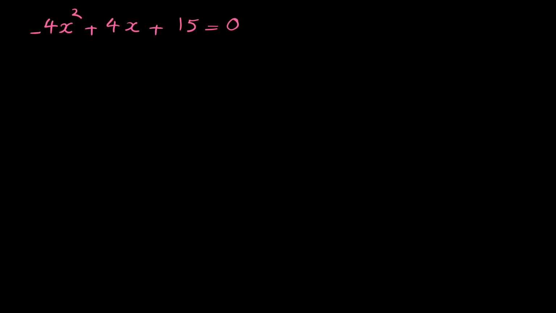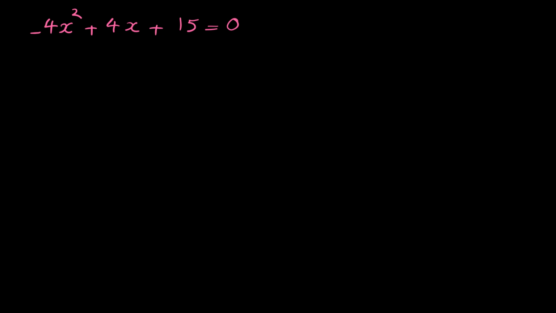Look at this example. Negative 4x to the 2 plus 4x plus 15 equals 0. Again, as you can see, the leading coefficient is not 1. But the other thing that we can notice is that the leading coefficient is negative. And usually, we prefer not to work with negative numbers, especially when the leading coefficient is negative. So, it can be a good idea. This is completely up to you, but it's a good idea to get rid of the negative here.